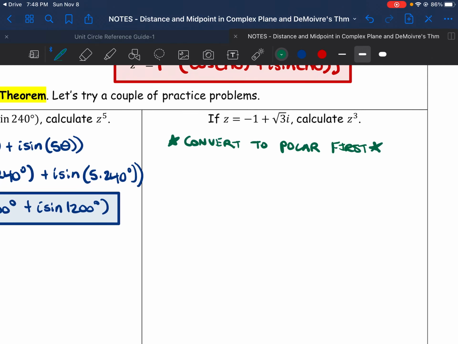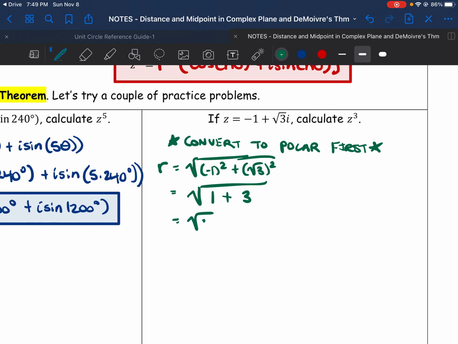Okay. And to convert to polar form, we need to find r, the modulus, and we need to find the angle theta. So we know r, the modulus, is the square root of the real part squared, which is -1 squared, plus the imaginary part squared, which is square root of 3 squared. Well, -1 squared is +1, so we have the square root of 1 plus square root of 3 squared, that's just 3. 1 plus 3 is 4, and we're pretty fortunate here, that's a perfect square. Square root of 4 is 2.